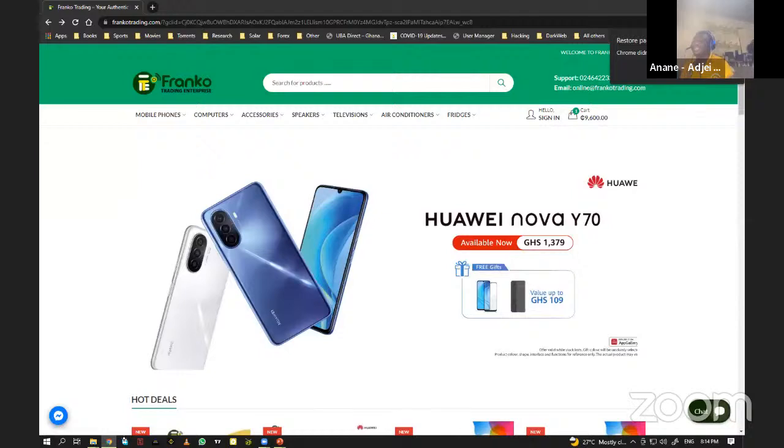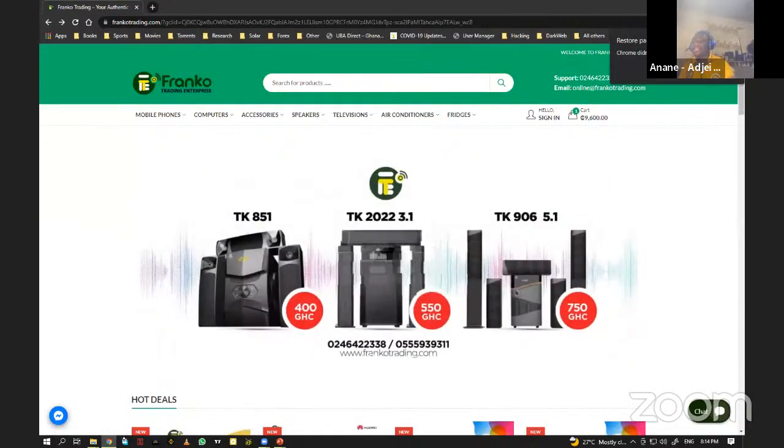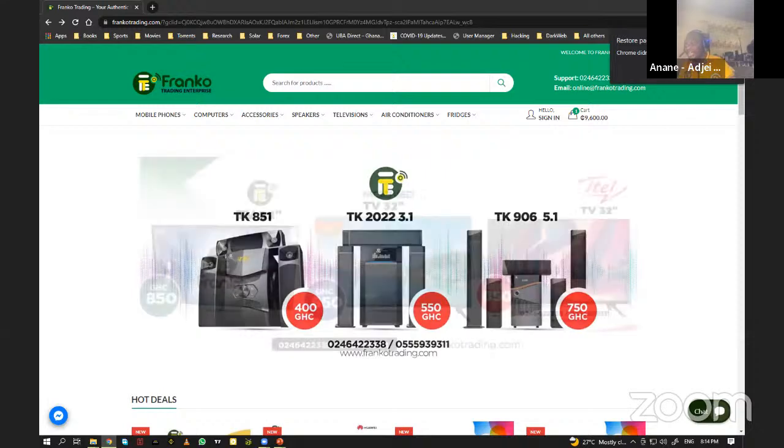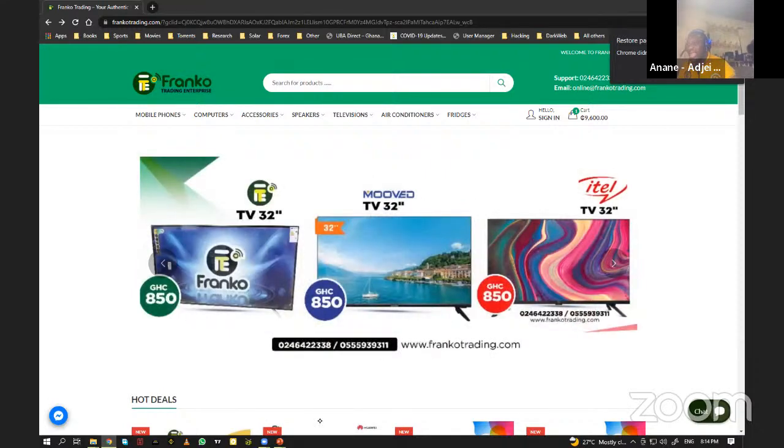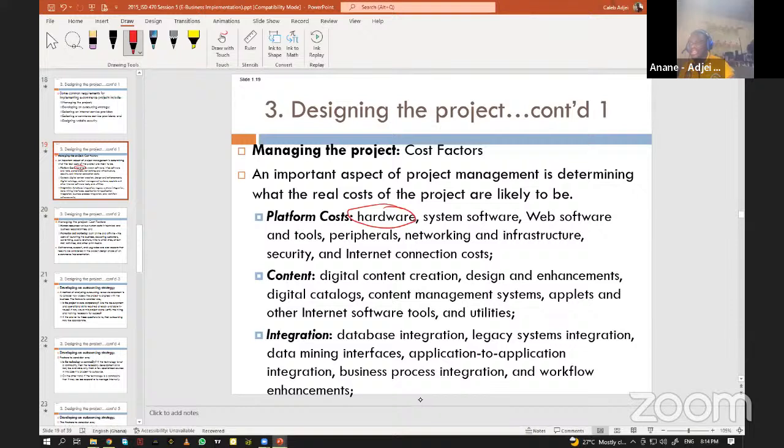That is why sometimes you see something online, it looks very nice, it looks very catchy, but you buy it and bring it home and you realize that, Charlie, you have bought some rags or some chaff. So look at how even the picture here keeps scrolling over, changing from one to the other. So all these things are part of the system. So the content, the digital content creation, the design and enhancement, the digital catalog, the content management system, the applets, the other internet software tools, and all those things. So all these things are also very, very important.